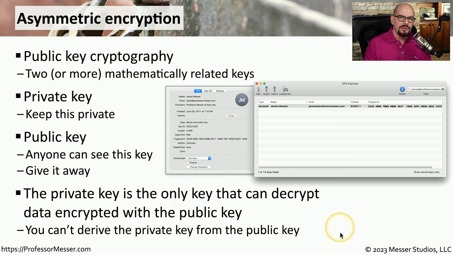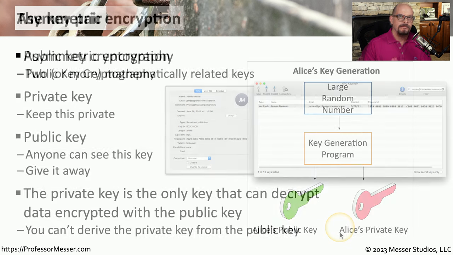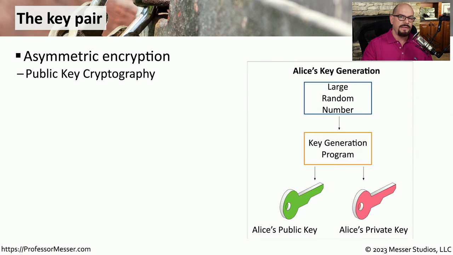Because of the math associated with the creation of these public and private keys, there's no way to reverse engineer the private key, even if you happen to have the public key. And that is one of the big benefits of public key cryptography. If you've ever used an application that takes advantage of asymmetric encryption, such as PGP or GPG, you've gone through the process of creating your public-private key pair.